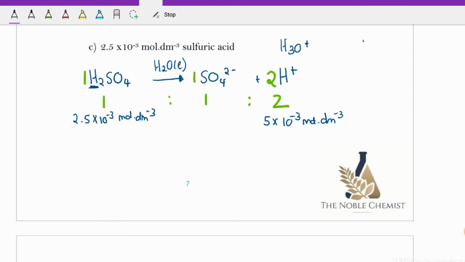So now you have your hydronium ion concentration. So now you can just go and do your pH calculation. So pH is the negative logarithm of your hydronium ion concentration. So that's negative log of 5 times 10 to the negative 3. And if you work out the pH, that will give you 2.30.